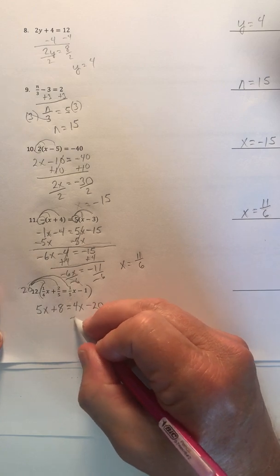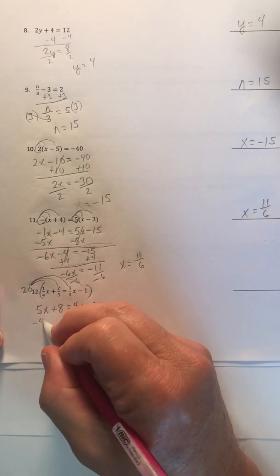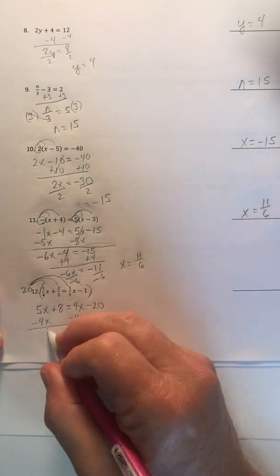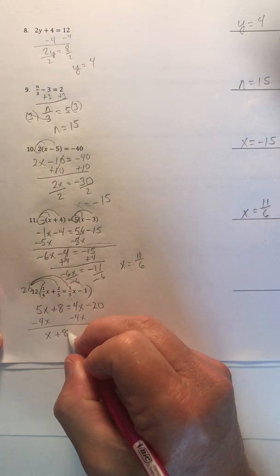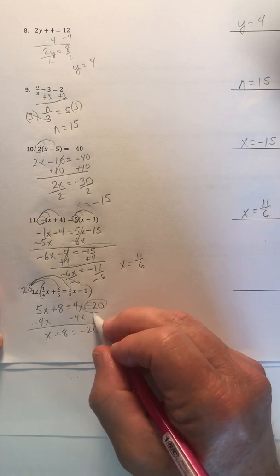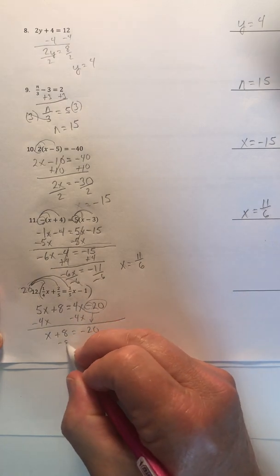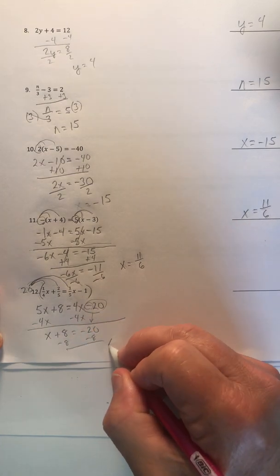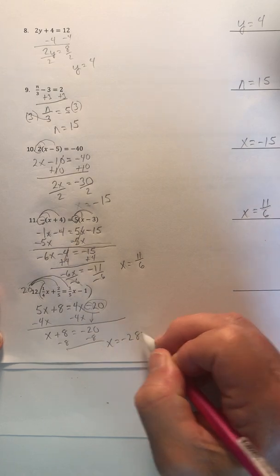So all I have to do is subtract 4x. Leaves me with x plus 8 equals negative 20. Don't forget that negative sign in front of that. That all comes down together. And then subtract 8. And we get x equals negative 28.